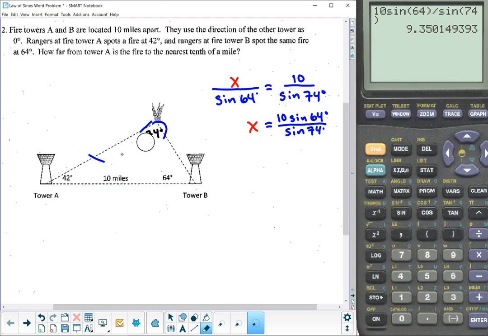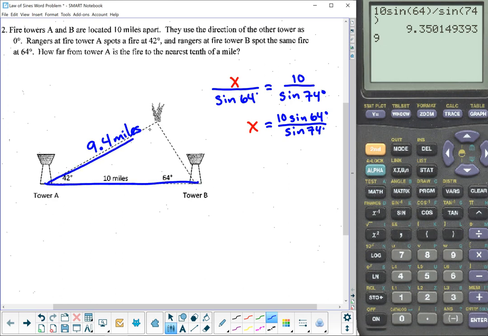It's not asking how far the fire is from tower B. And the directions say nearest tenth of a mile, so that means one decimal place. My answer is 9.35, which rounds up to 9.4. So this right here is going to be 9.4 miles. And this looks pretty close to this length. It's a little shorter than 10 miles. That's 10, and this is 9.4. So you know what? I'll buy that. I'll believe that.